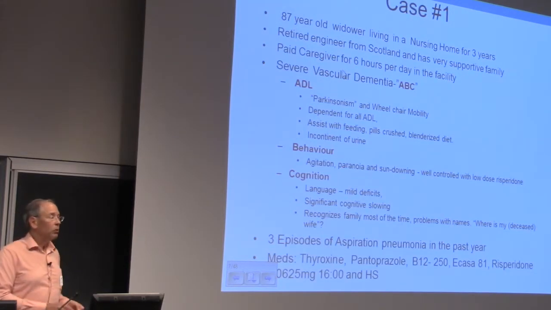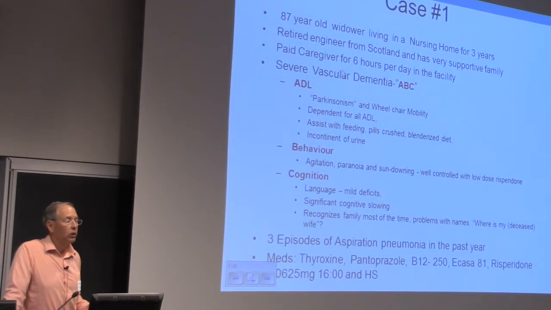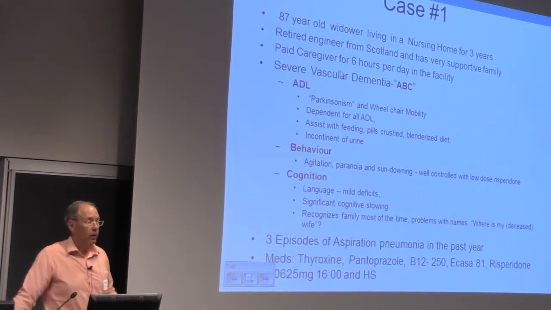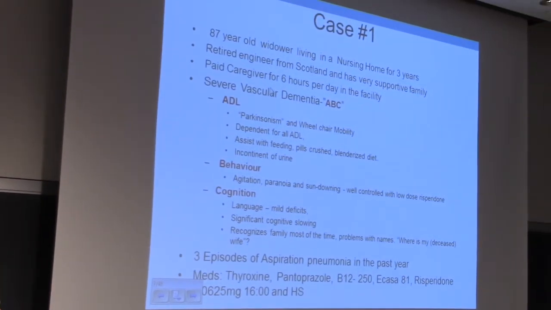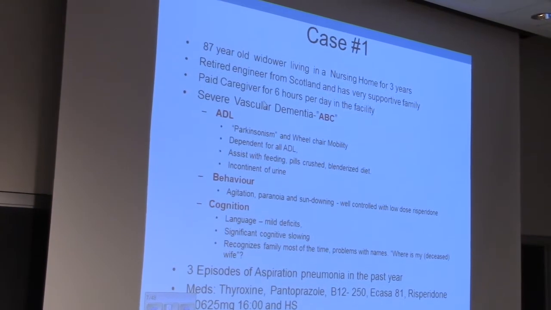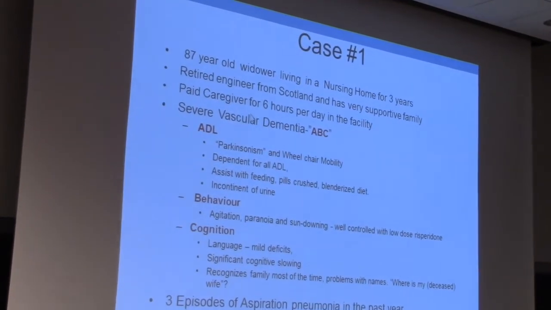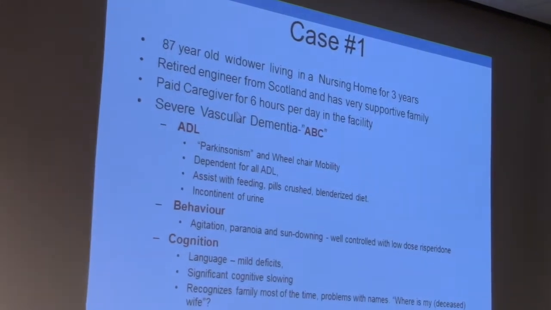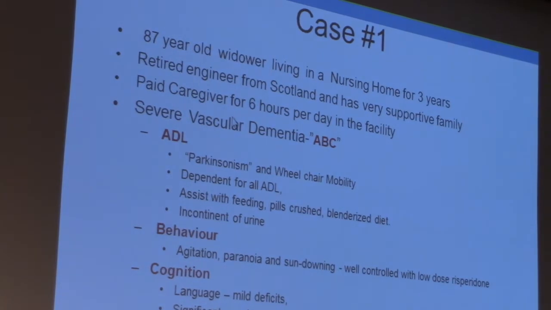So we're going to jump into a case study. And these are all cases, people I've looked after, with slight modifications to some of the information. So this was an 87-year-old widower who was living in a nursing home for about 3 years. He was a retired engineer from Scotland and had a very supportive family, to the point where they hired a private caregiver to stay with him 6 hours every single day to improve his quality of life and help him, even in the care environment.